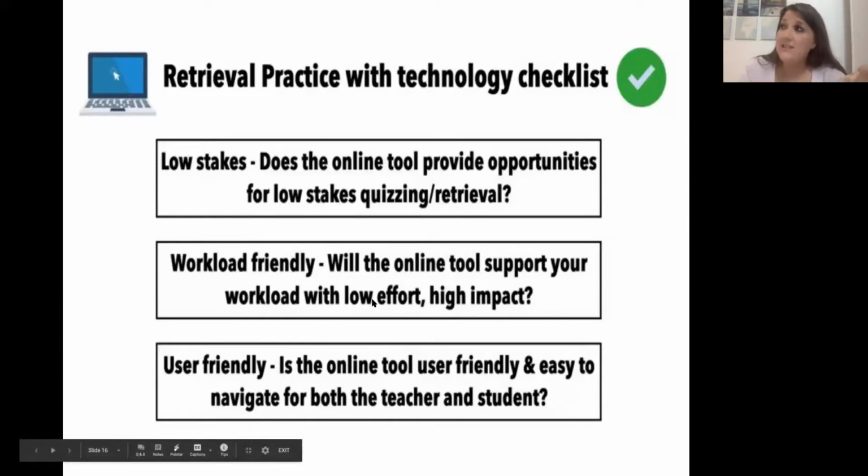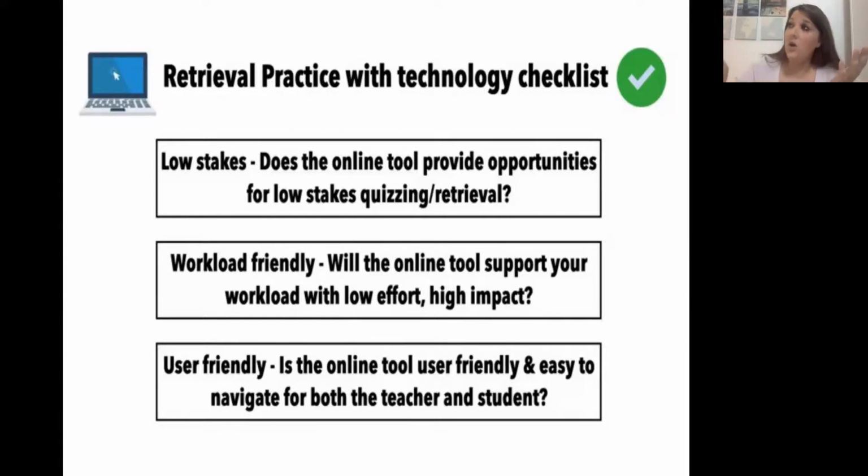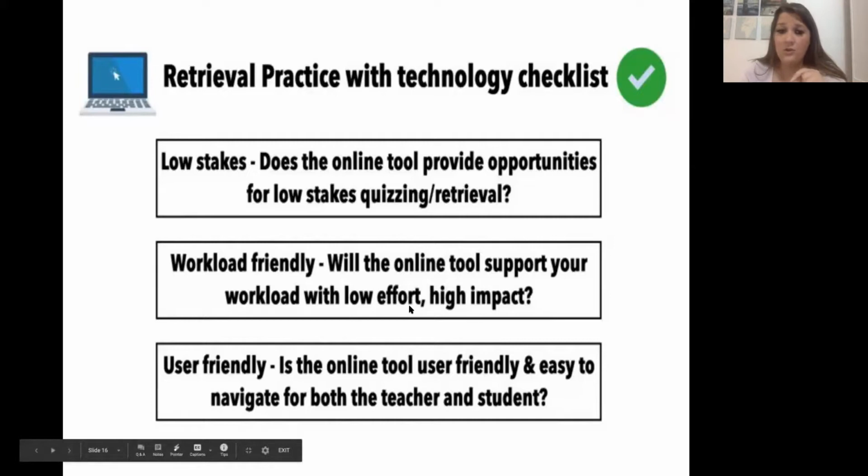Quizzes, you can teleport questions from lots of these online quizzes. You can look, you can take questions, you can edit them, and it will mark it for you. If any of the online quizzing tools are causing you workload issues, simply don't use them, okay? Low effort for you, high impact for the students.